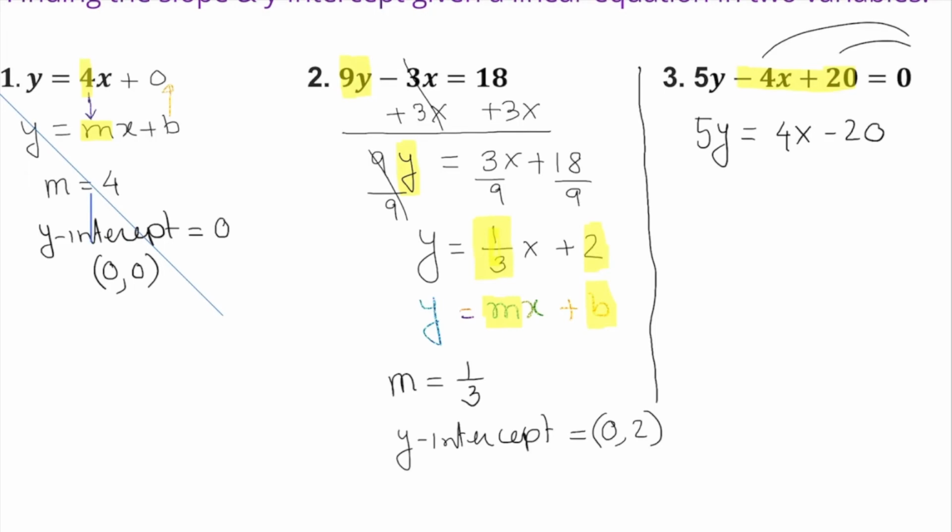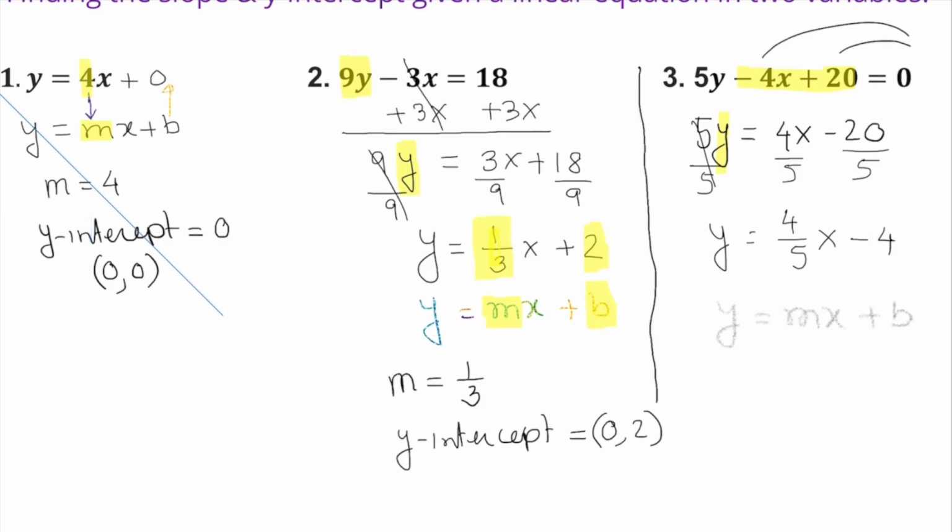Now we are looking for y only. We're not looking for 5y, we're looking for y. So divide by 5, divide by 5, divide by 5, and that gives us y is equal to 4 over 5x minus 4. So now we have slope-intercept form. What is the slope-intercept form? Y is equal to mx plus b.